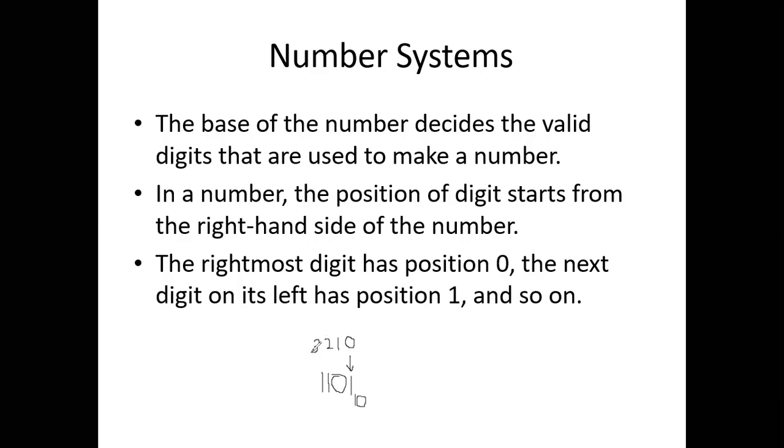So it's important to understand this concept of the positioning of a digit in a number. The rightmost position will have the position 0. The next position is position 1. The next position is position 2. The next position is position 3, just like that. Okay, so that is about the positioning of numbers. All right, so now let's move on.